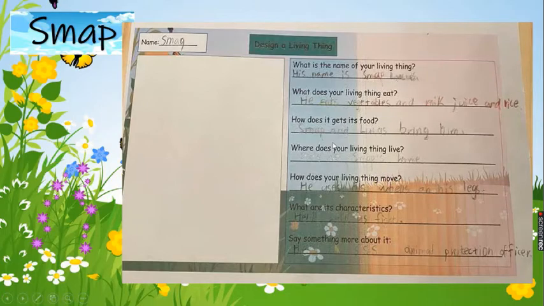SMAP Lucas. How does it get food? SMAP and Lucas bring him food. Okay, so SMAP and Lucas bring food to that living thing. And where does it live? Well, it lives in SMAP's home. How does your living thing move?